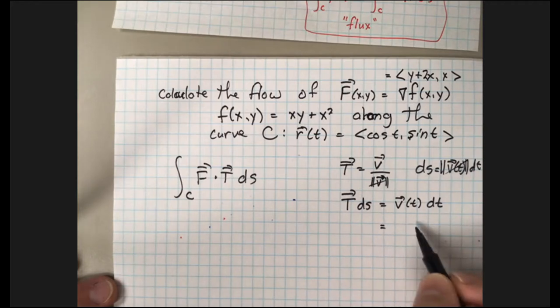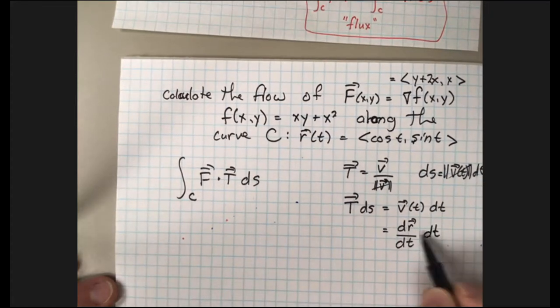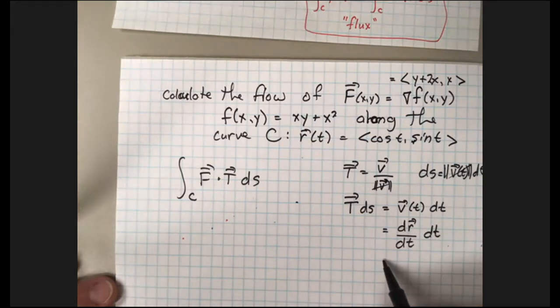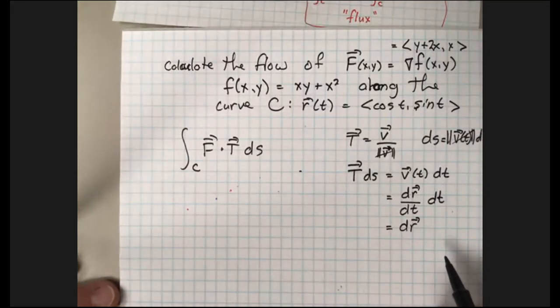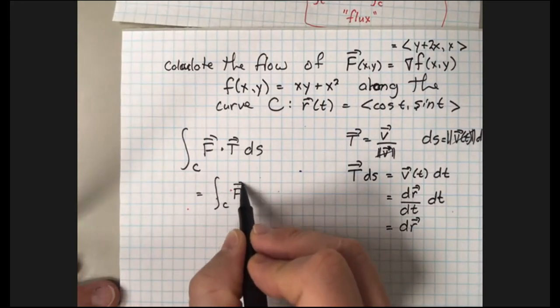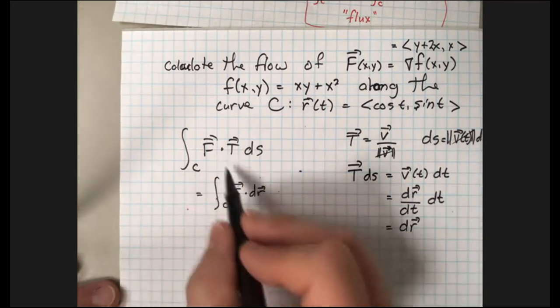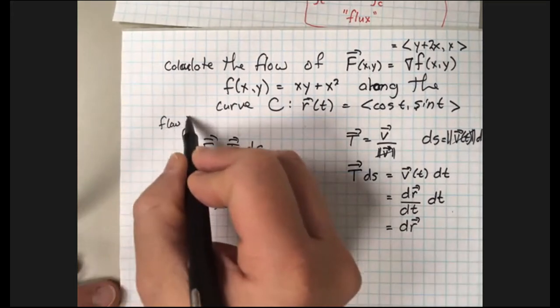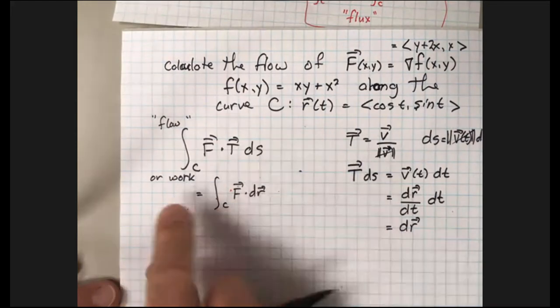I also want to represent that in another fashion. I want to show you other ways people write this. Notice that V is dr dt, the rate of change of position with respect to time. And dr dt times dt, we can naturally call dr. So this actually gives us another way to write this integral, and it's a famous way to write this integral. Apart from being called flow, people might represent this, from their physics class, as work.